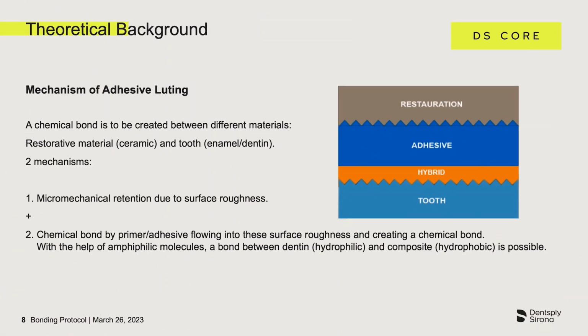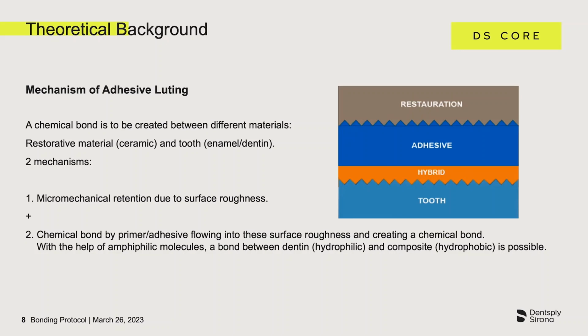Let's take a closer look at the mechanism of adhesive cementation. We want to achieve a chemical bond between different materials. On the one hand, we have the restorative material, in this case the ceramic, and on the other hand, the tooth with different substrates such as enamel, dentin, or even build-up filling.